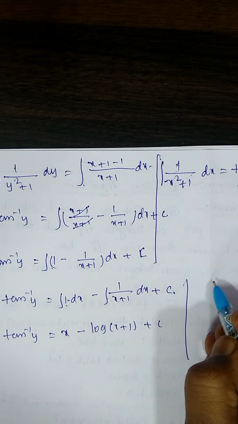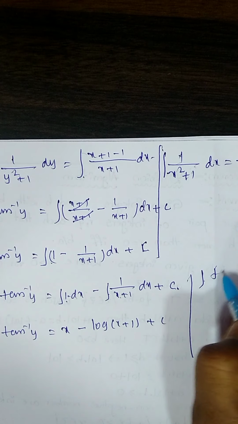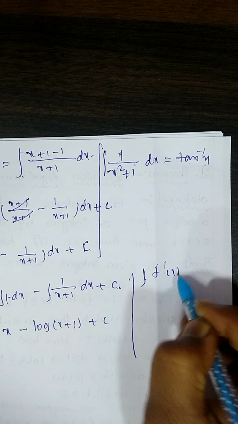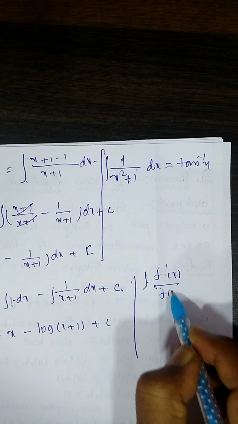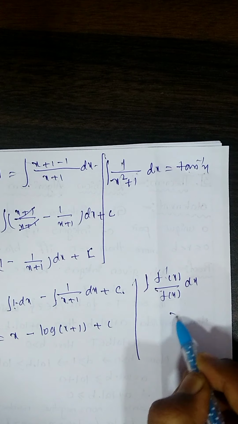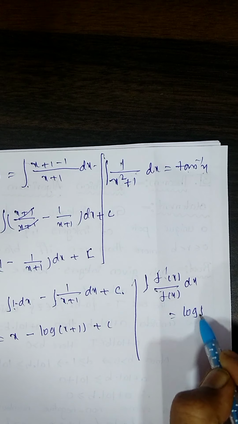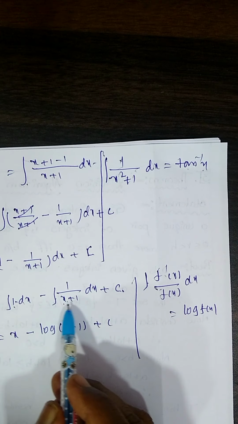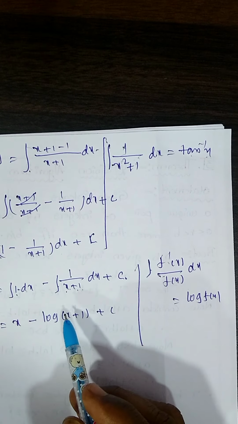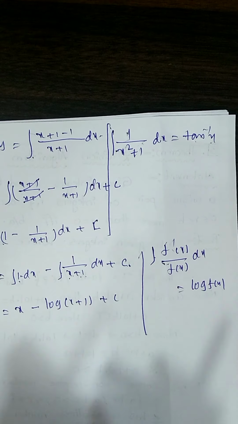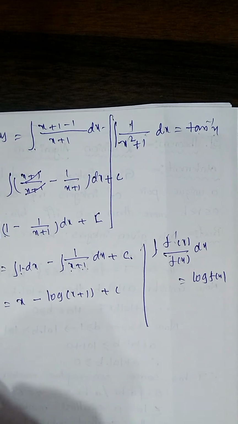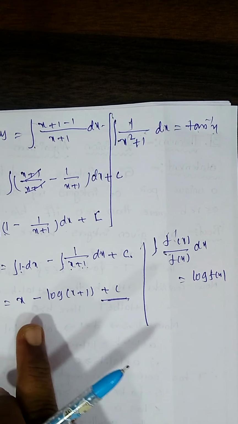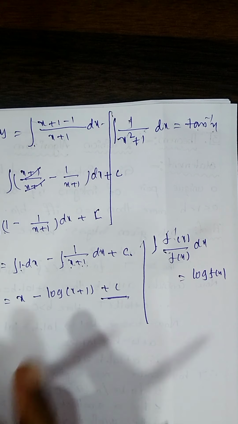Here we have a problem for the formula: integration of f dash x by f of x dx equals log of f of x. Here the derivative of x plus 1 is 1, that means the derivative of the denominator equals the numerator, that's why we can apply the log formula. Therefore this is the solution of the given differential equation.